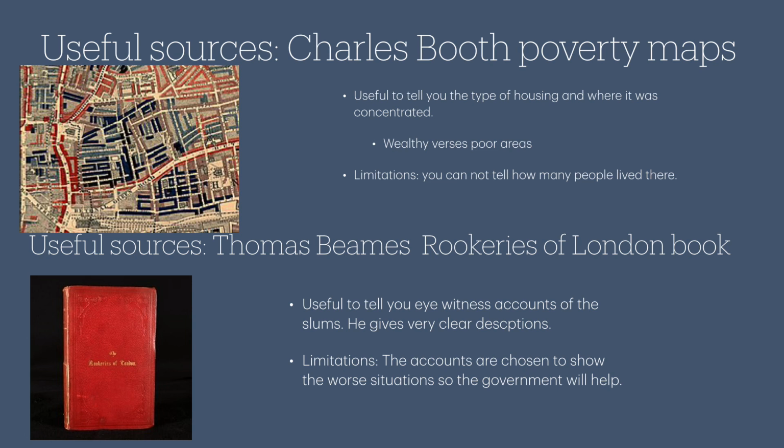Now, another useful source for you is a memoir, and it's by Thomas Beames and is called Rookeries of London. Now, this was particularly useful because it was giving eyewitness accounts to the slums, and he had a very clear purpose. He wanted the government to help out. Beames describes the place as a dirtier or more wretched place he had never seen. The street was very narrow and muddy. The air was impregnated with filthy odours.